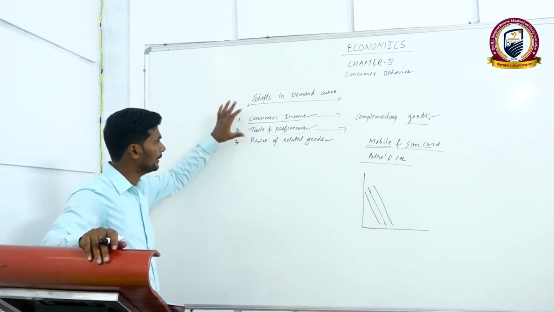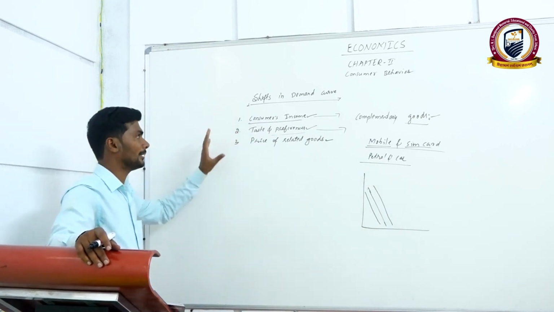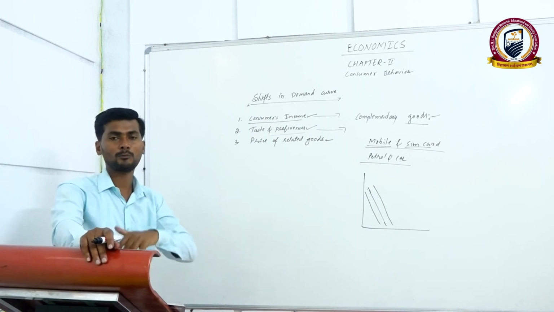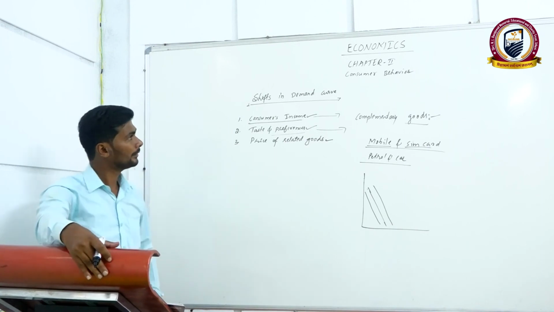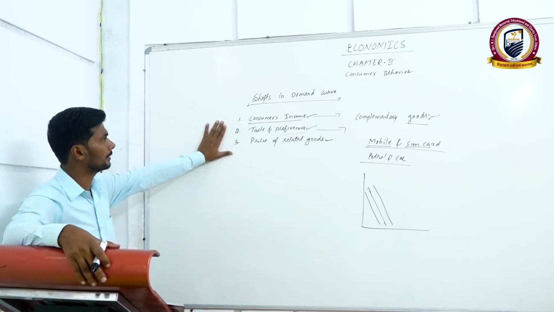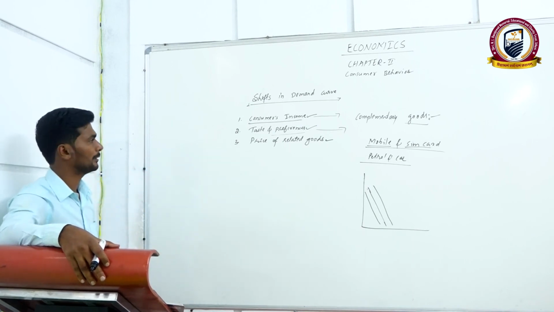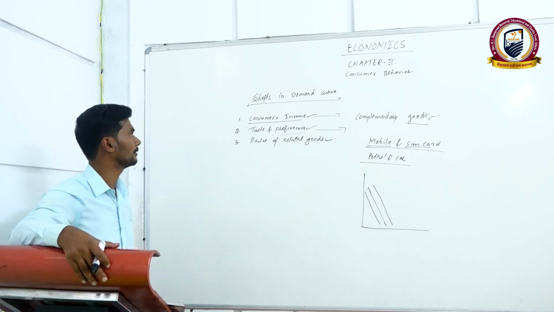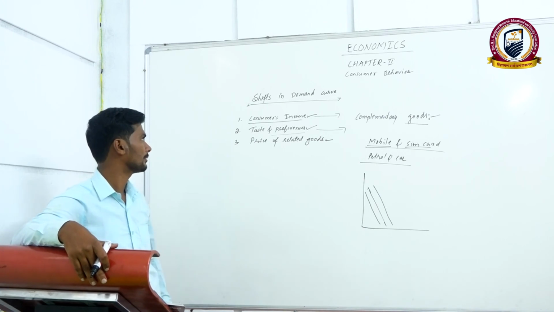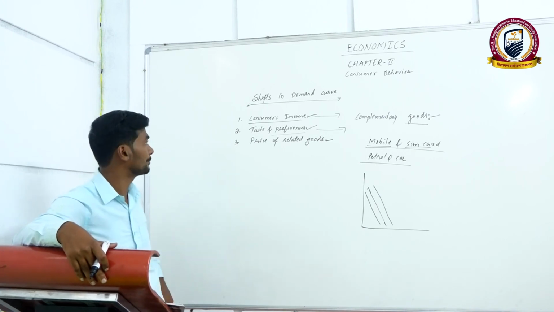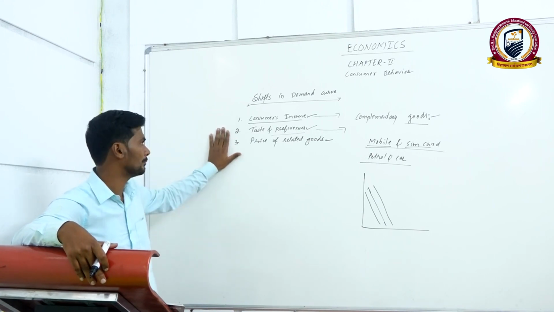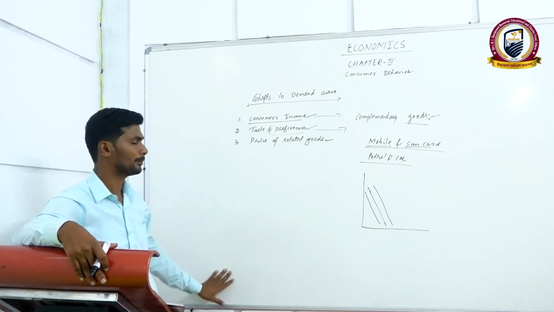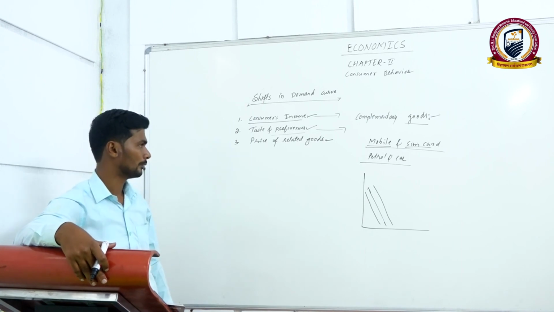So these are the 3 reasons for why the demand curve shifts or changes. So far this is what we explained, reasons for shift in the demand curve. In examination there may be a question on what are the reasons to be mentioned that cause shifts in the demand curve. Then your answer should be these 3 points: consumer's income, taste and preference, price of related goods.